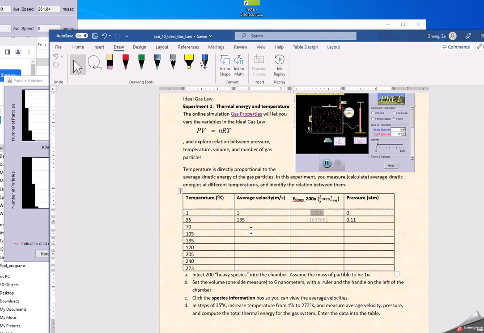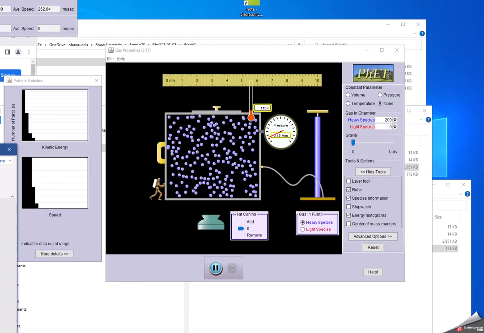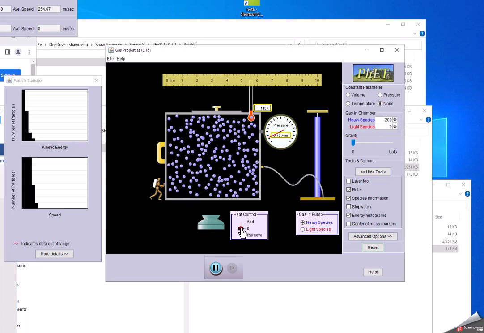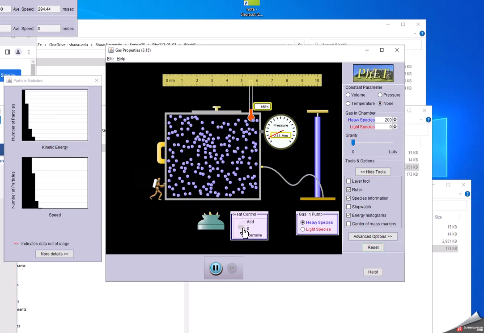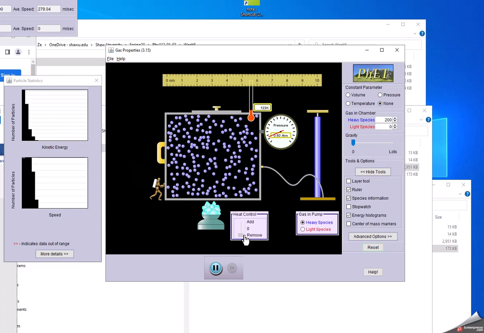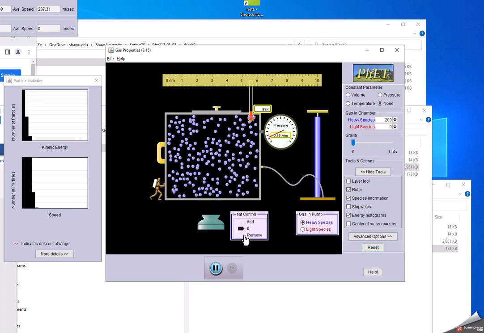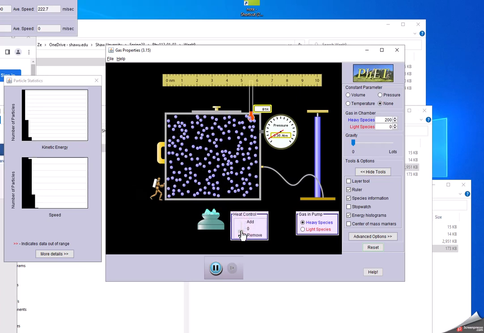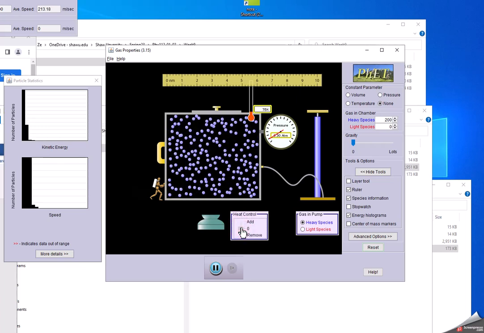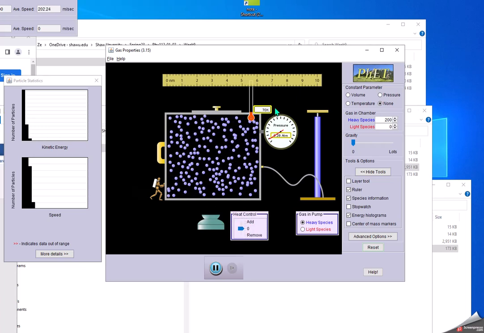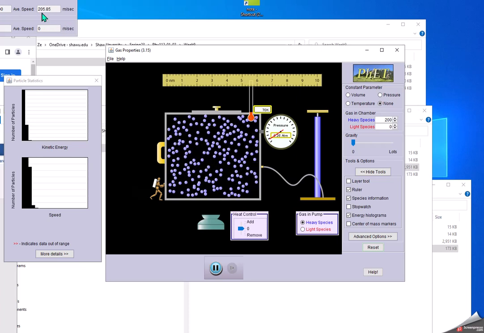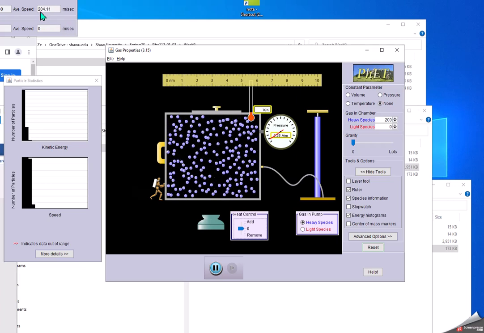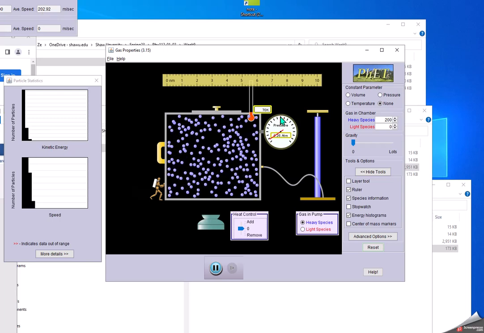So let me just do one, for example, at 70 degrees, and then you will have the average velocity and pressure. So 70 degrees, I will do, so I'll go lower to make ice, do 70 degrees. You don't have the exact, also all the microscopic systems are fluctuating. 70 degrees. Now, what's the speed? So over there, 203. So the pressure is 0.25.